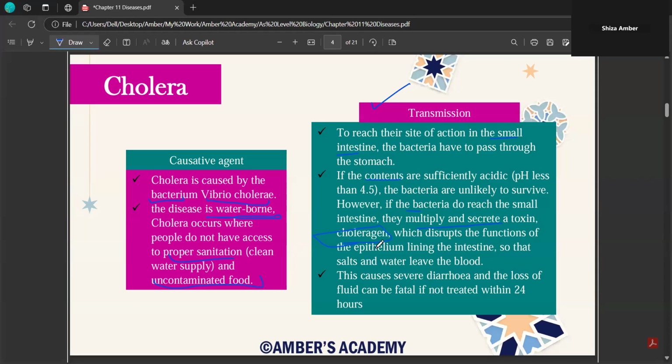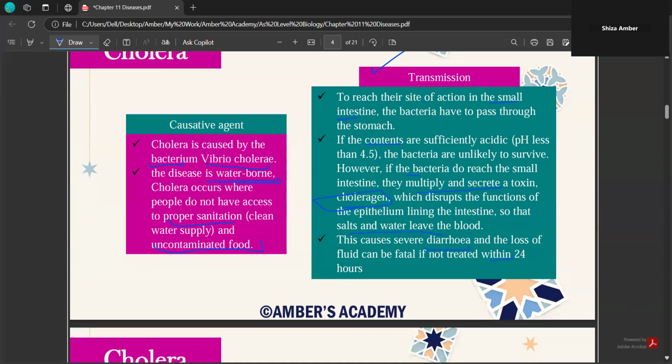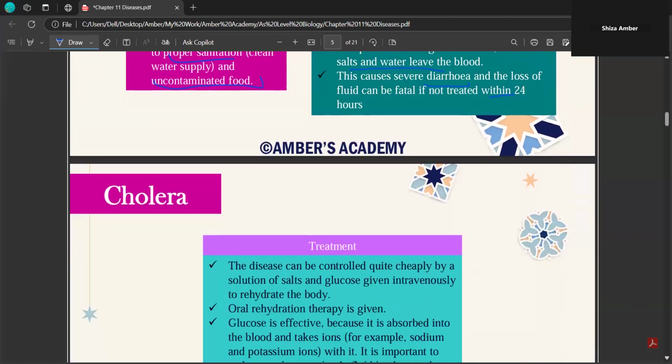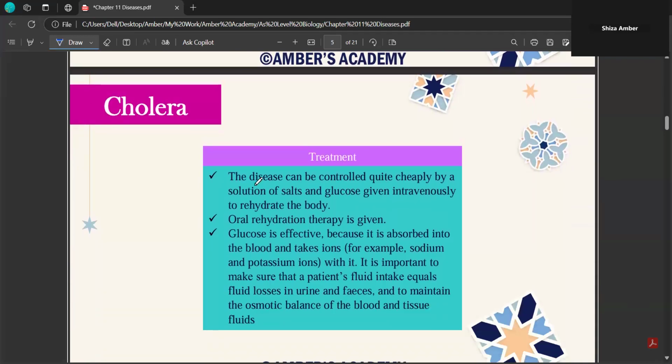That disrupts the function of the epithelium lining the intestine, so that salts and water leave the blood and ultimately cause severe diarrhea, and loss of fluid can be fatal if it is not treated within 24 hours. So it's a very preventable sort of disease. You can administer ORS, oral rehydration therapy, you can provide the patient with glucose and salt water, and this is it. This is a very simple treatment. It is something which is controllable, and the treatment is very cheap.